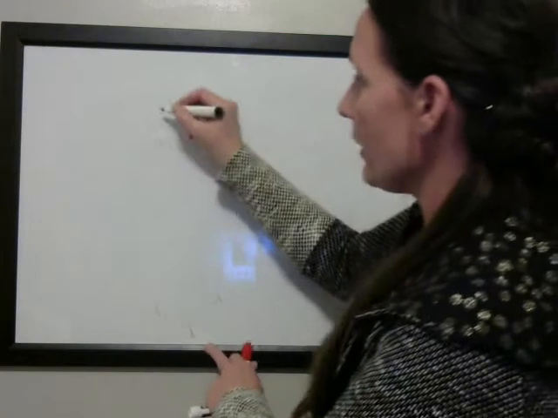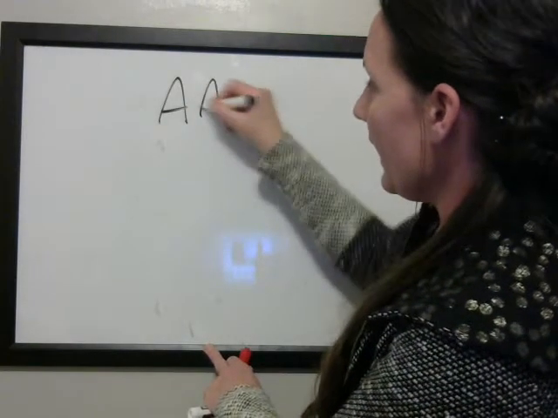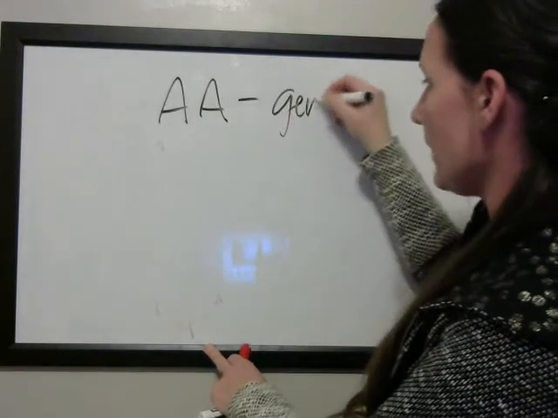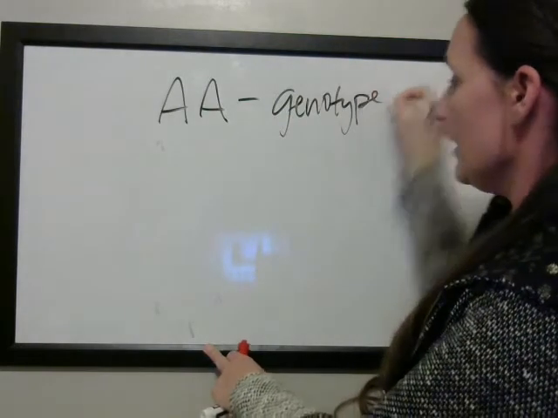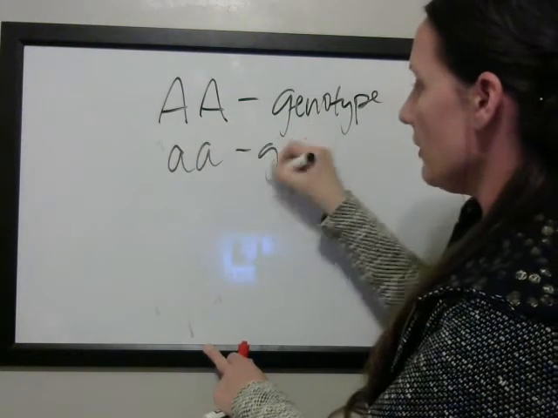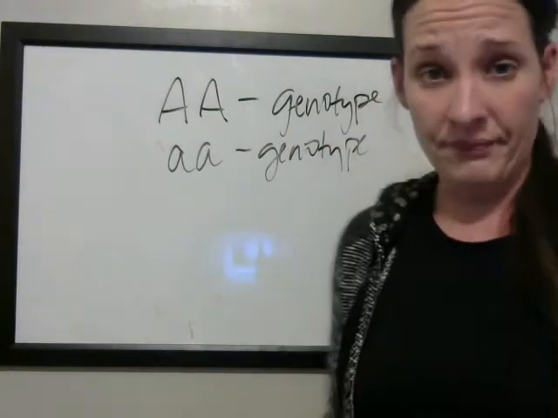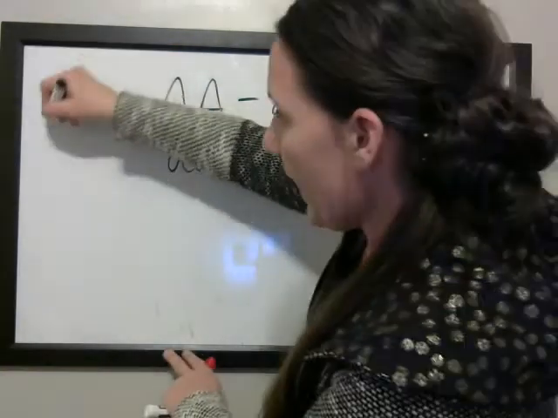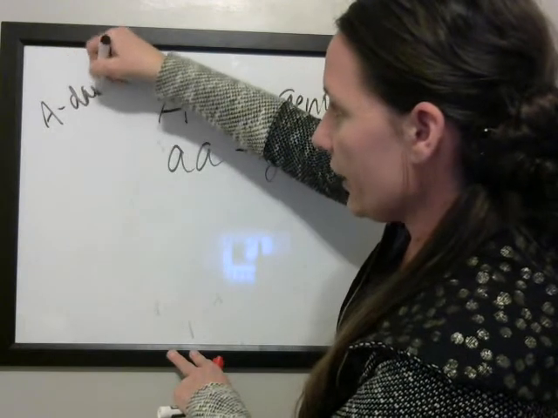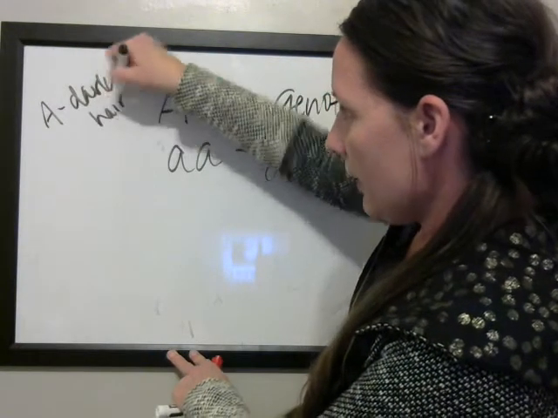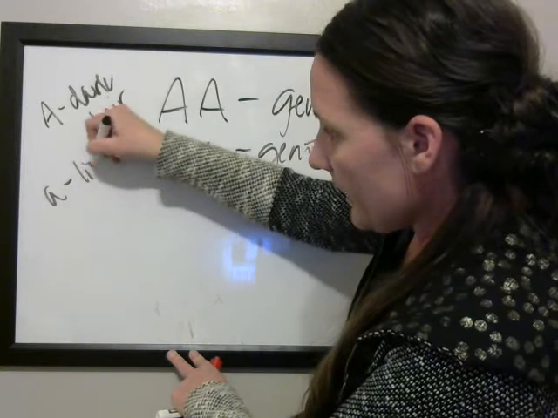The next thing I want to talk about is the idea of genotype versus phenotype. A genotype is the letter. So when I gave you big A and big A a minute ago, that's a genotype. Those are my genes. My little a is also a genotype. Now, if I say, hey guys, if you have a big A letter, that means you have dark hair. If you are a little letter, you have light hair.